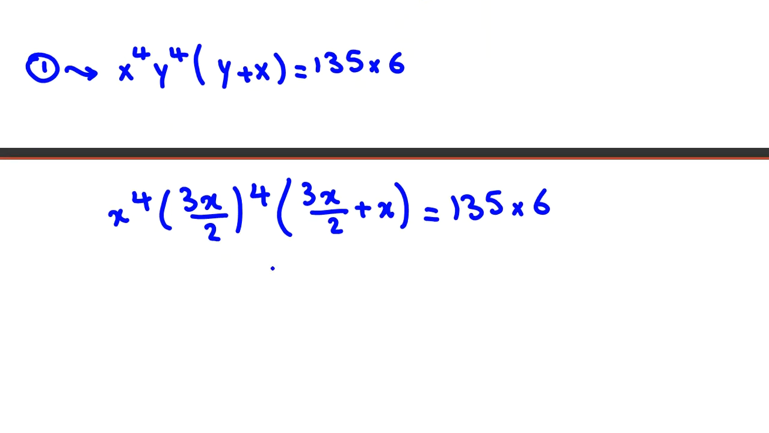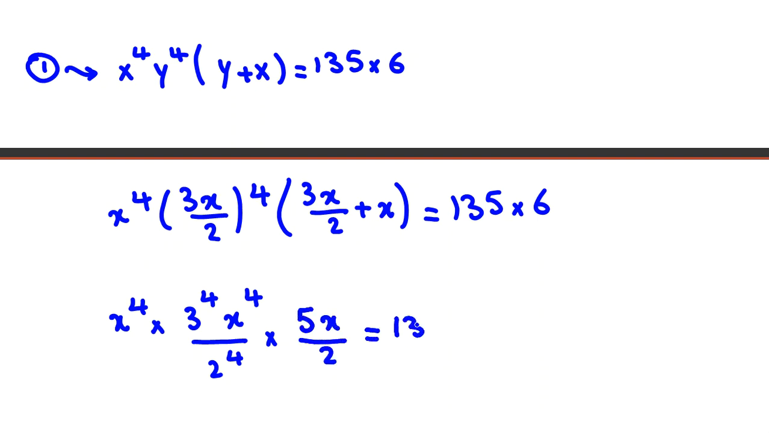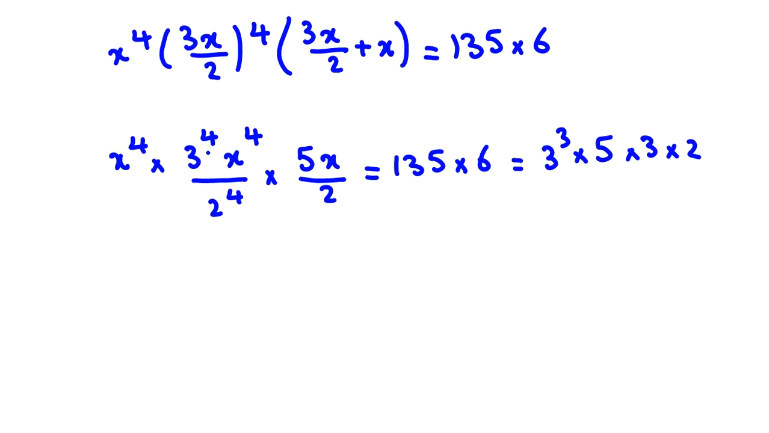So let's simplify as much as we can. x^4 times 3 to the 4 is 81. Let's write it like this: 3x to the 4, 3 to the 4, x to the 4, over 2 to the 4. If we use a common denominator, 2x plus 3x is 5x over 2, equal to 135 times 6. And 135 was what? 27, or we can say 3 cubed times 5, times 6 which is also 3 times 2. So let's simplify as much as we can.